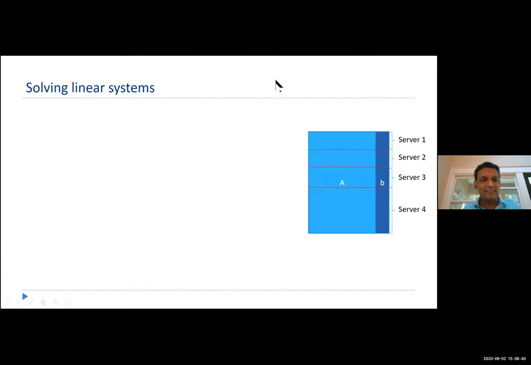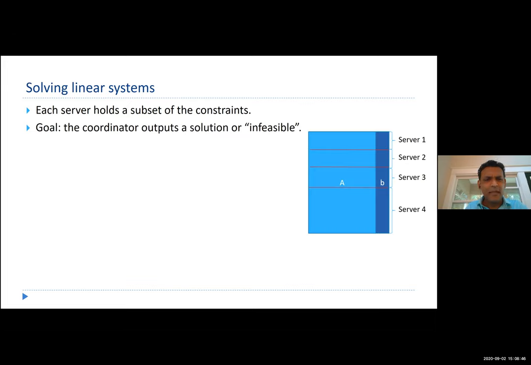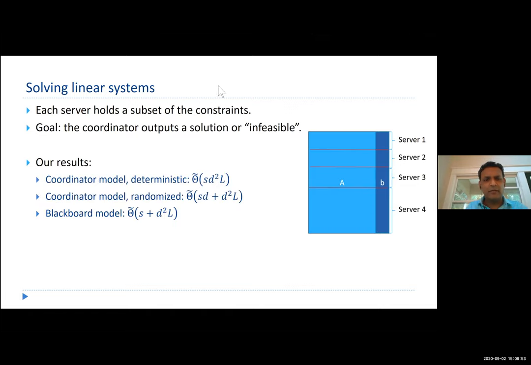Okay, so back to linear systems. Each server, as I mentioned, holds a subset of the constraints, and the goal is to output a solution or infeasible. We'll see that deterministically, the tight bound is S T squared L. We already saw this, and we'll see this in a minute. And then randomized, it's S T plus T squared L. These are both in the coordinator model. And in the blackboard model, it's a little bit lesser, S plus T squared L. So at least in the coordinator model, randomization provably helps here to reduce the communication complexity.